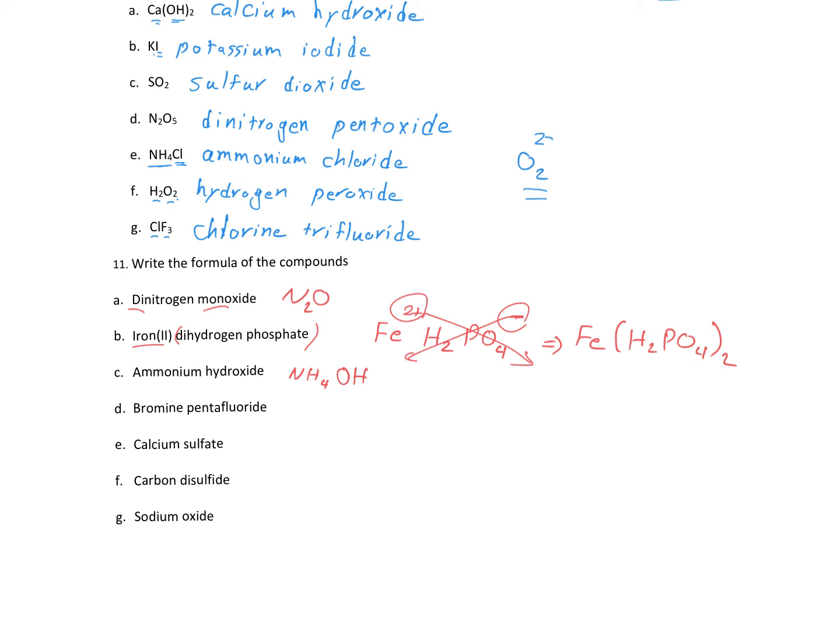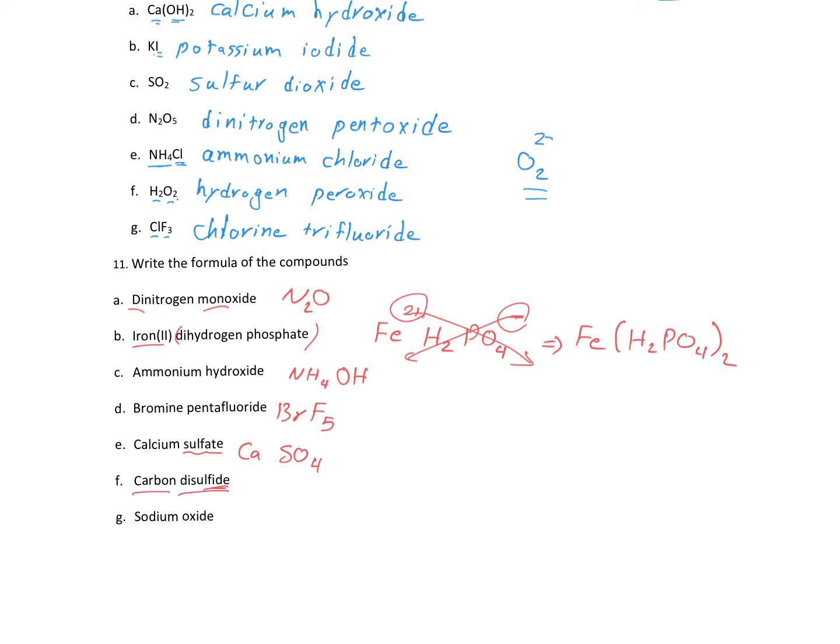Bromine pentafluoride is easy, molecular one. Bromine is Br. Penta means 5, so F5. Calcium sulfate, it's ionic. Sulfate is one of the polyatomic ions. So calcium is always 2 plus, it's in group 2. And sulfate, something that you have to memorize, is 2 minus. So 2 plus and 2 minus is balanced, so we just write them next to each other. So then you can erase the charge. That's calcium sulfate.